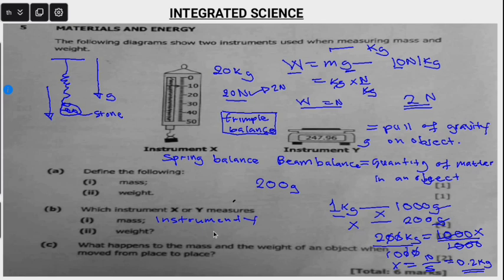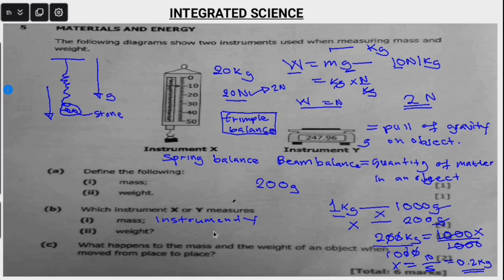So when it comes to the definition of the mass, we have said it is the quantity of matter in an object. Then when it comes to the weight, we have said weight is the pull of gravity on an object, because we know that gravity acts downward. That is one thing that you need to know.